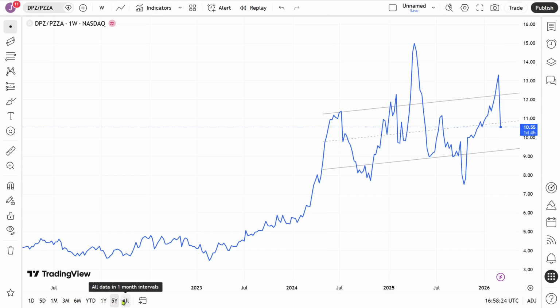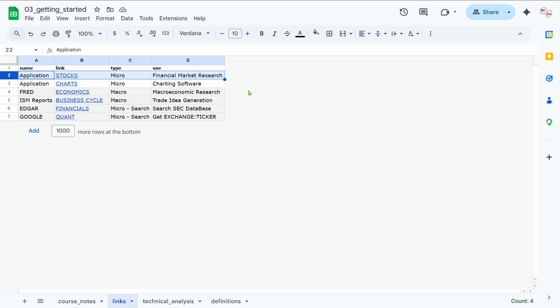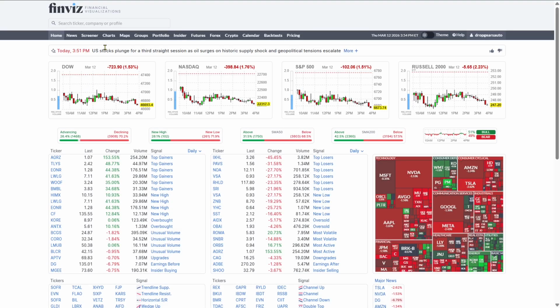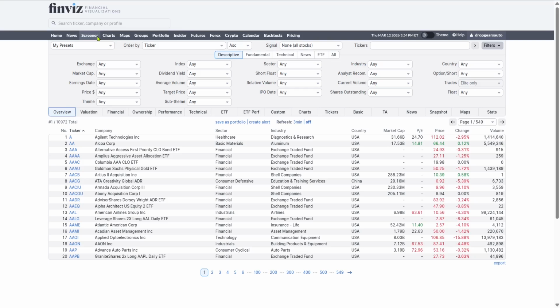Let's explore a new concept: stock screening. This is how professional traders filter through thousands of companies to find specific opportunities. Return to the 03_getting_started spreadsheet and navigate to the links sheet. In cell B2, click the Stocks link to open the screener.